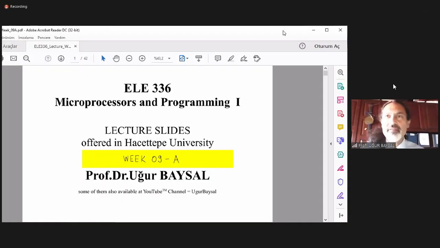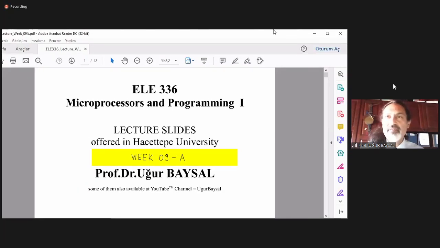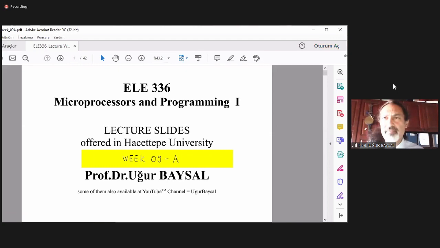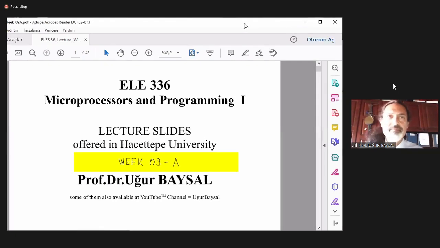Okay, yeah, the sharing sounds okay. Now, adjust the window size, etc.